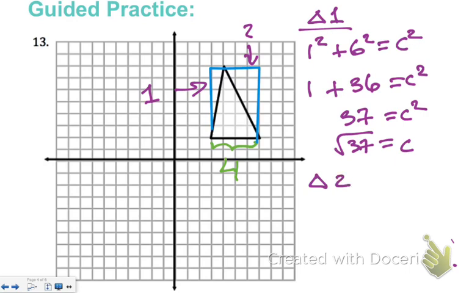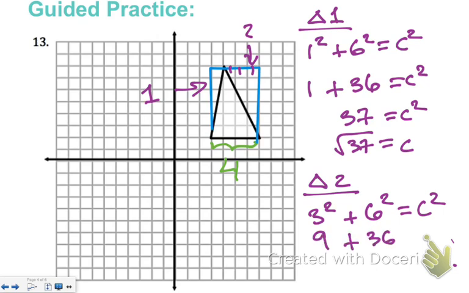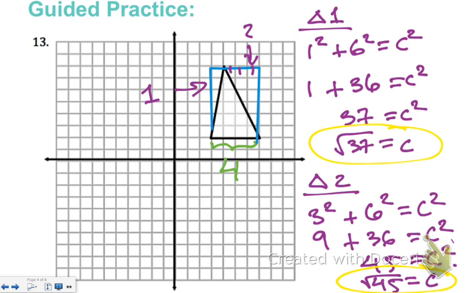So let's do the same for triangle number 2. We have legs 3 squared plus 6 squared. The distance from here to here and here to here is the same, equal to c squared. So we have 9 plus 36 equals c squared. 45 equals c squared, which means c is exactly equal to the square root of 45. So now we have the 2 other sides of this triangle: square root of 37 and square root of 45.